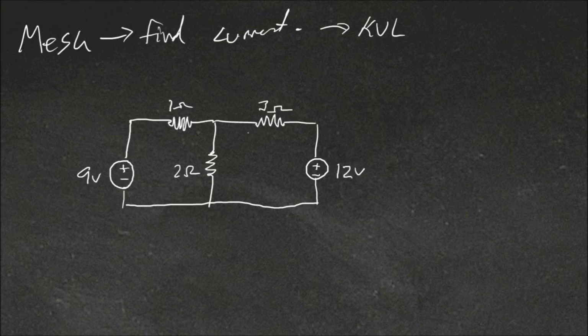To do mesh analysis on a circuit, what we need to look at is the loops in the circuit. So you can see there's 2 loops here. What we do is we choose a direction for the current. So generally you choose clockwise, but it's really up to you. So what we're saying is the current's going clockwise here and clockwise here through the circuit. And we'll call this I1 and I2.